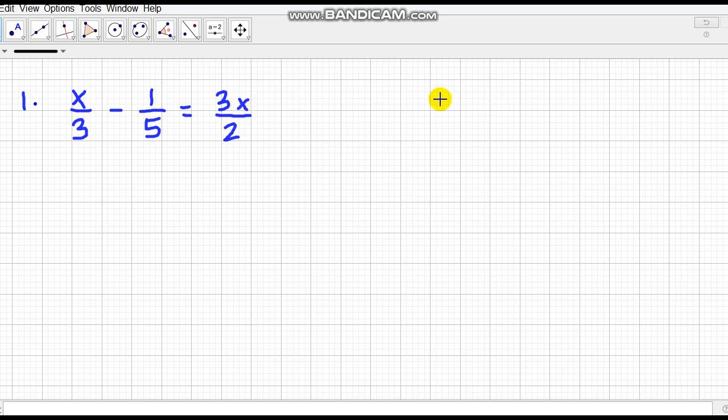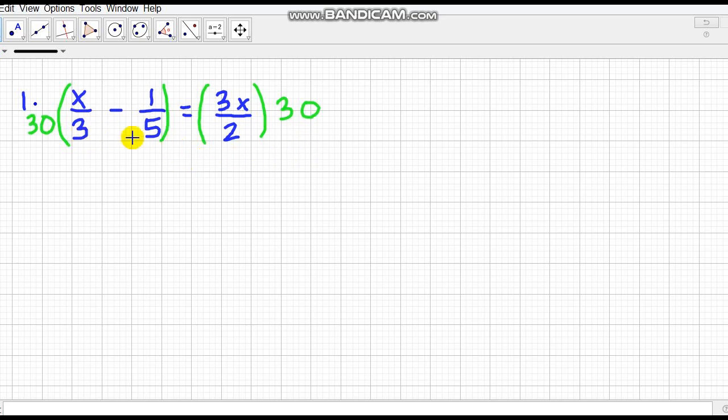The LCM of 3, 5, and 2 is 30. So let's multiply both sides by 30. How did I come up with 30? It's their LCM. So when you have an LCM, just think of it as a number which you can divide by 3, by 5, and by 2. In this scenario, 30 is divisible by 3. 30 is divisible by 5 as well. And 30 is divisible by 2 as well. Can we have 60, since it's also divisible by 3, 5, and 2? Yes, we can. We can also have 90, etc.